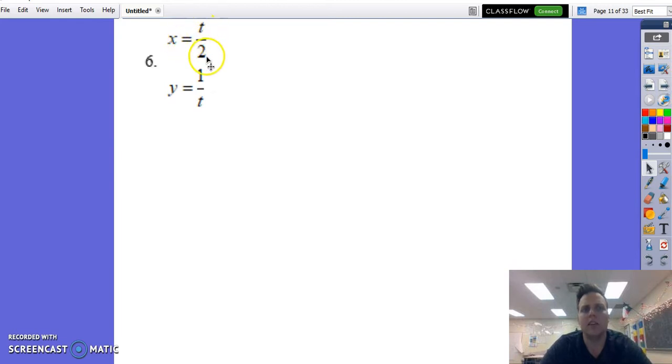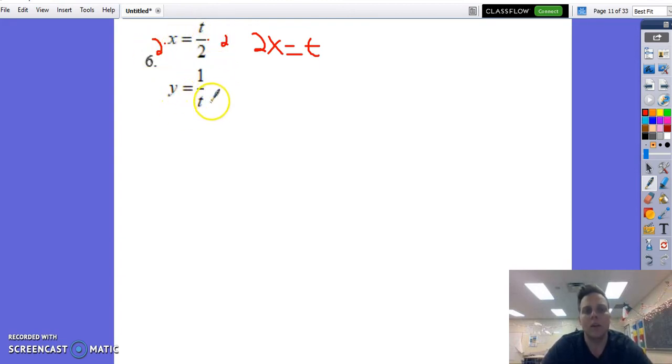X is equal to t over 2, y is equal to 1 over t. So once again, I want to eliminate the parameters. So that means I need to solve for t on the x equation and then plug that in for the y equation. So then 2x is equal to t. Okay, so all I did was multiply both sides by 2 because it was t divided by 2. Okay, and t divided by 2 to get t by itself, you just multiply by 2.